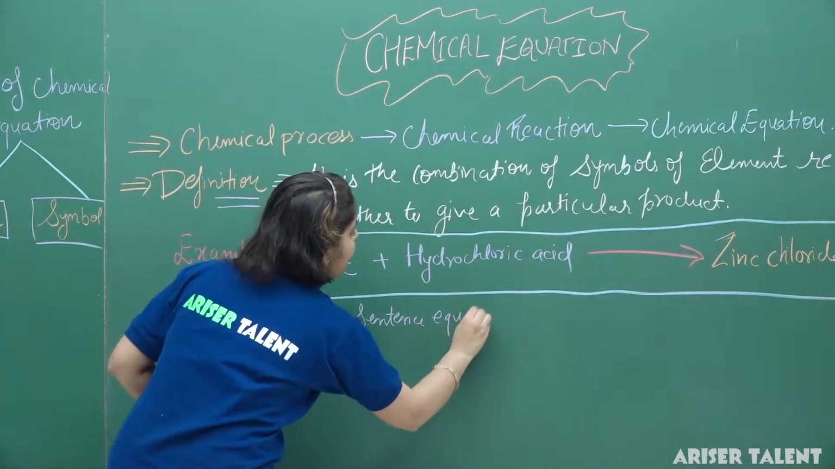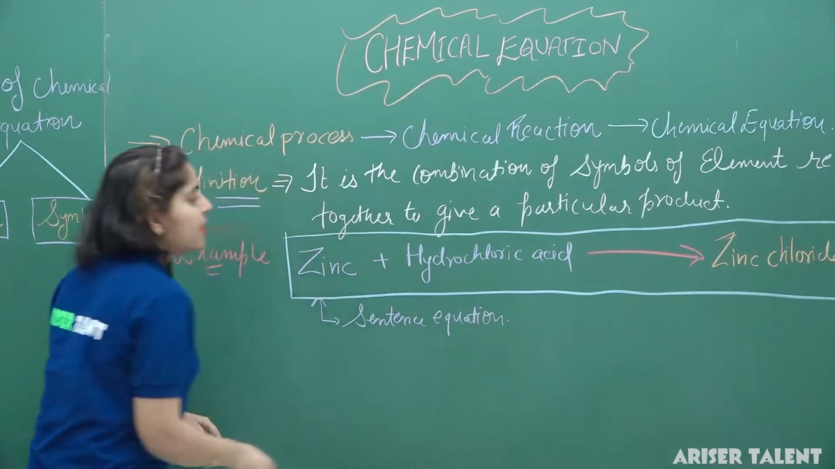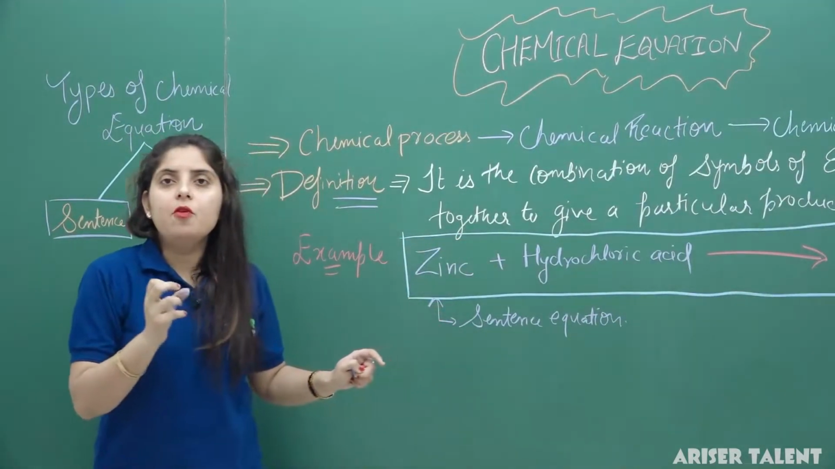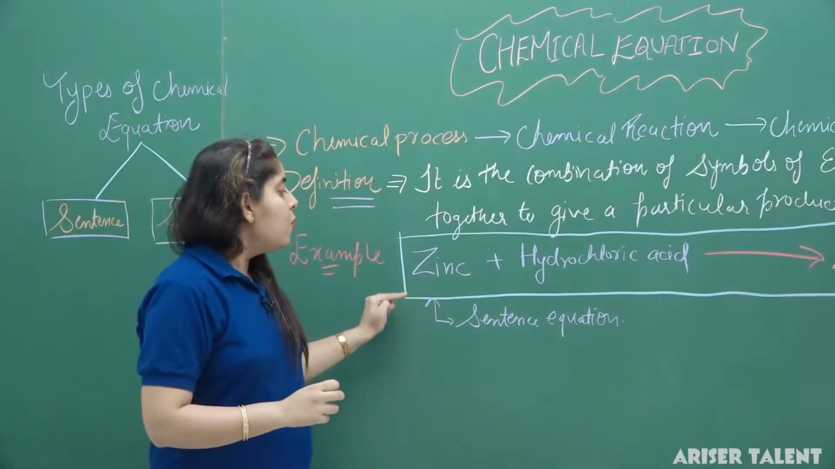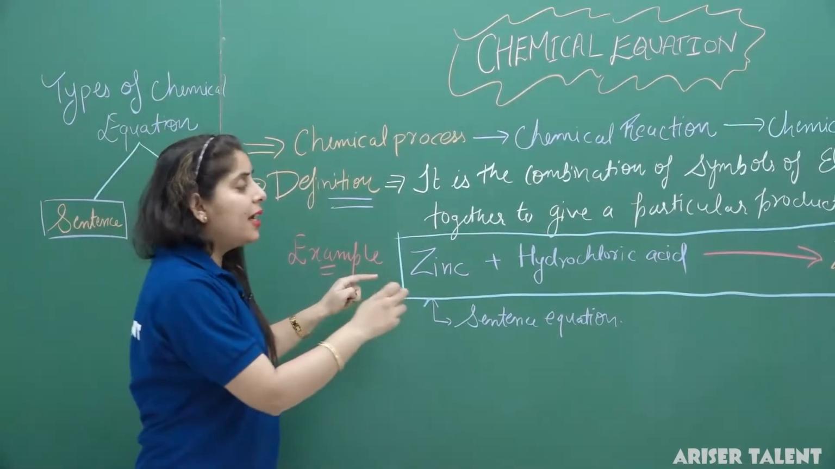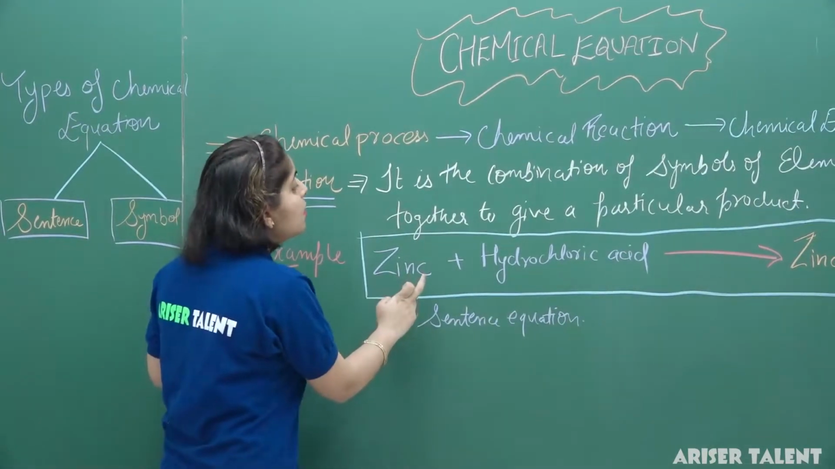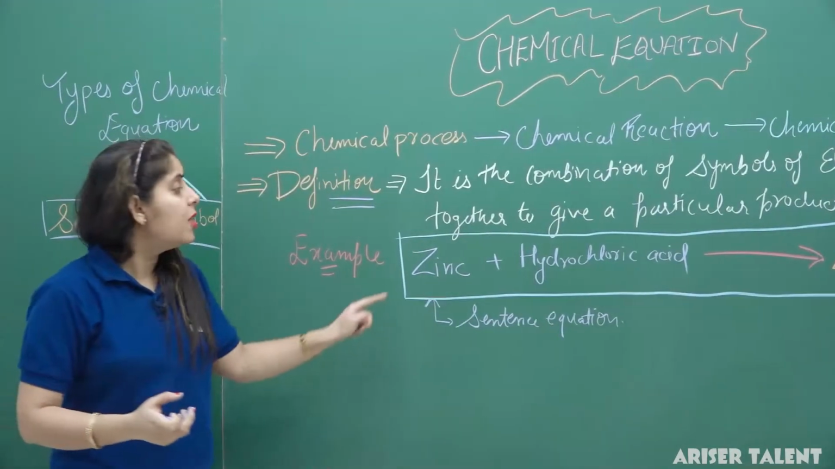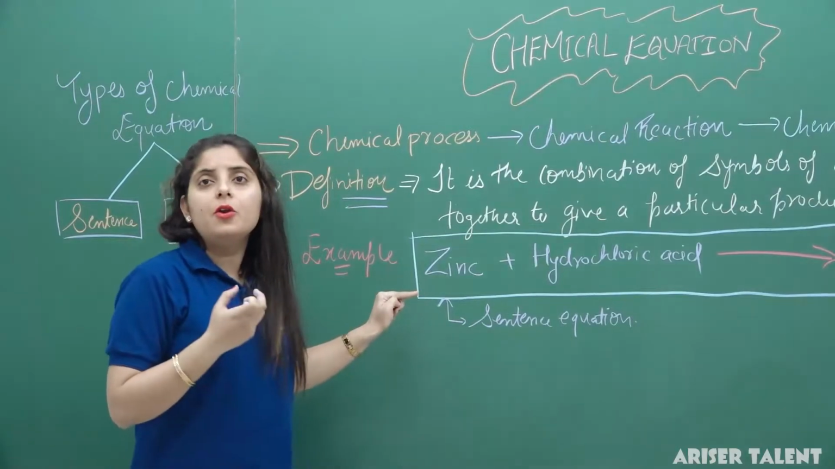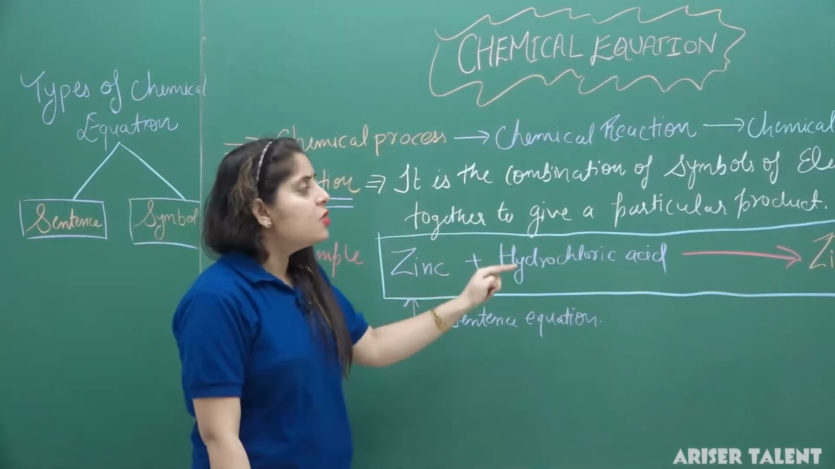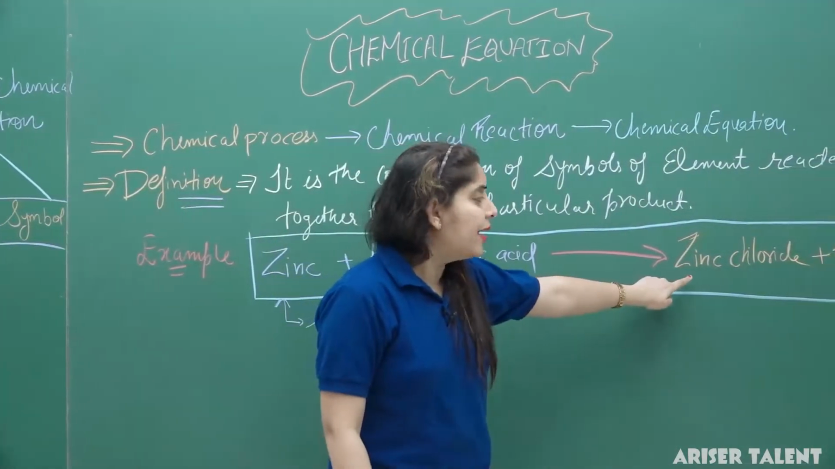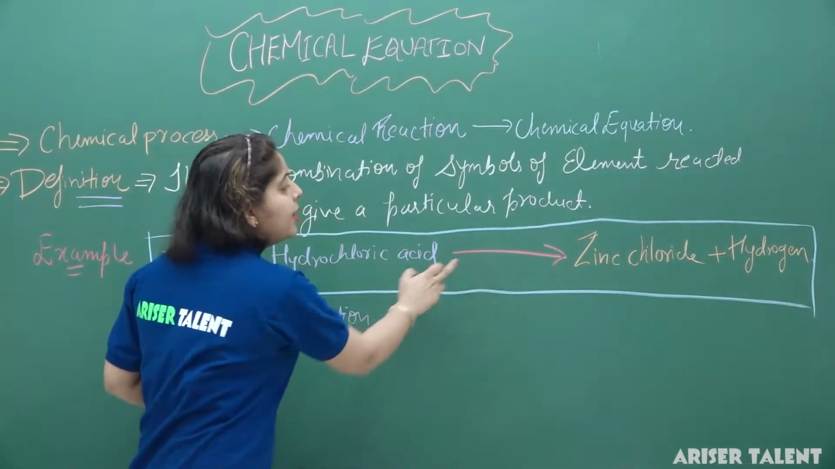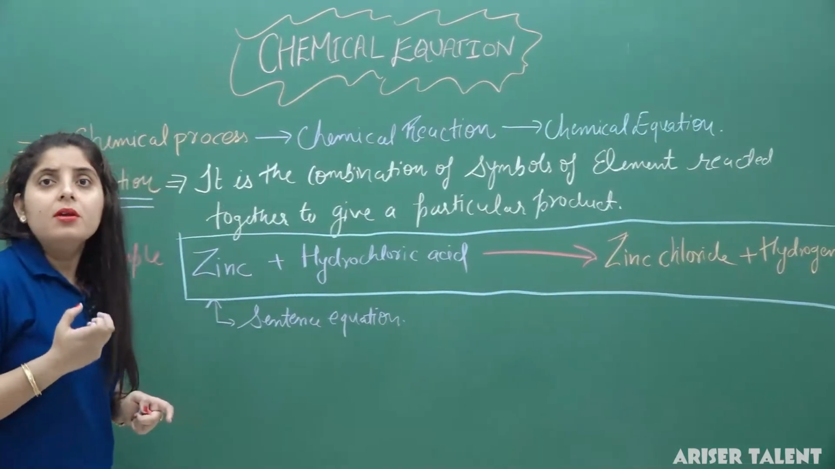In this we write every reactant and product in the form of a sentence. Now what are the terms we are identifying here? In zinc plus hydrochloric acid, the substances on the left hand side are known as reactants. The substances on the right hand side of the equation are known as products, and the arrow here indicates the direction of the reaction.